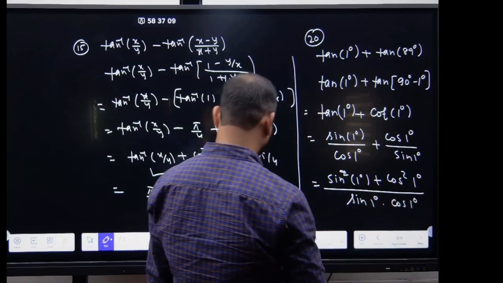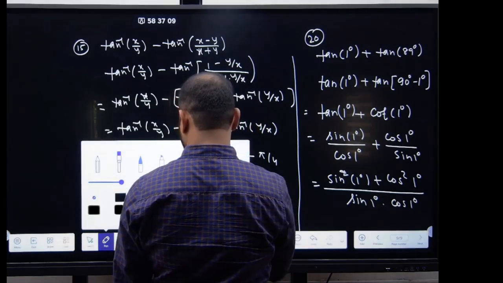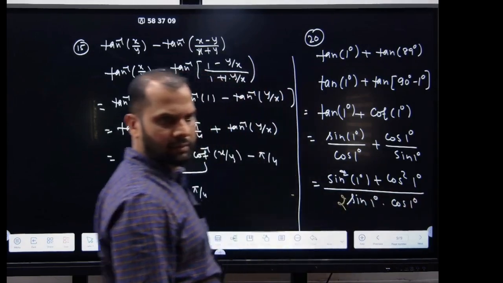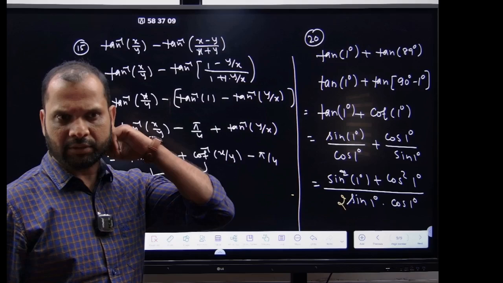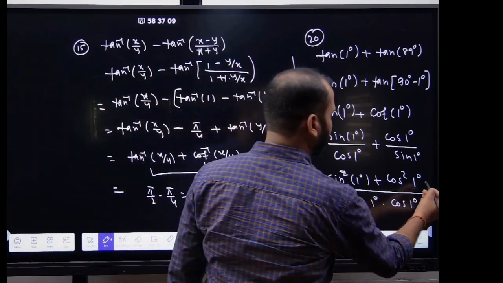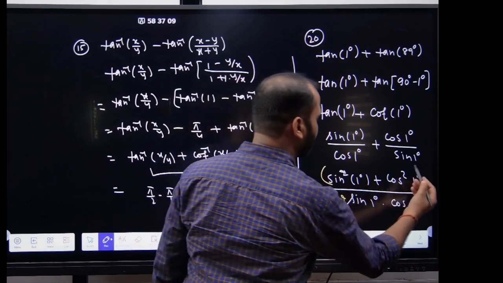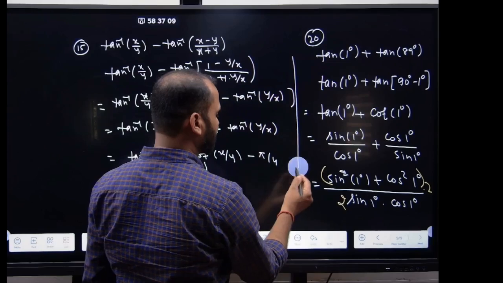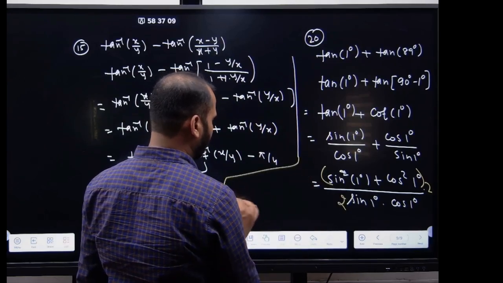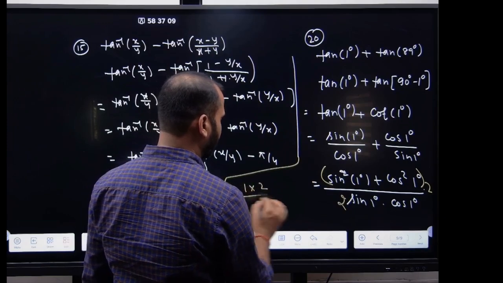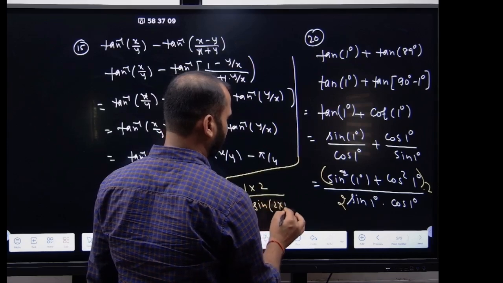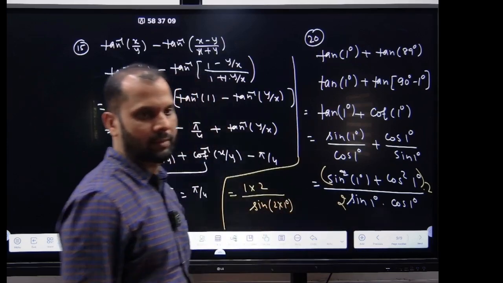Correct? What I will be doing here, just see, I will just multiply and divide because this value is nothing but 1, right? Which identity it is? Sine square theta plus cos square theta is 1. I am just multiplying 2 and 2 here. Why? Because this identity is nothing but 1. So this expression will be 1 into 2 divided by, this is which one? Sine of 2 degree, 2 into 1 degree, sine 2 theta formula it is.